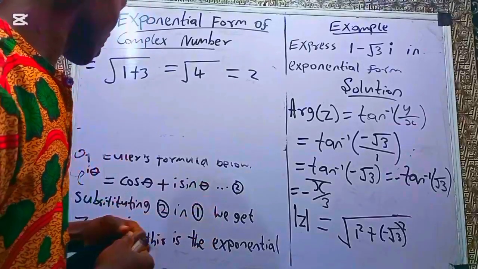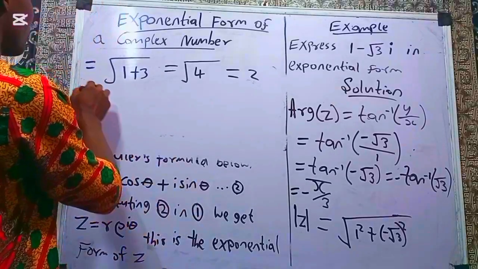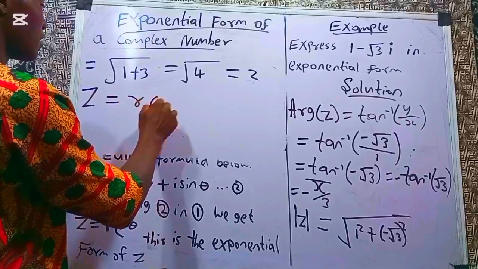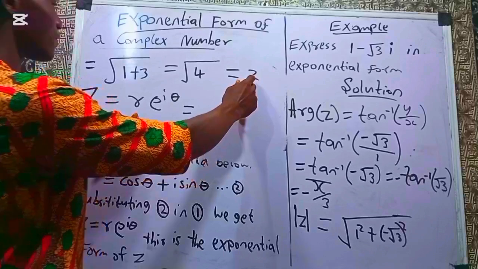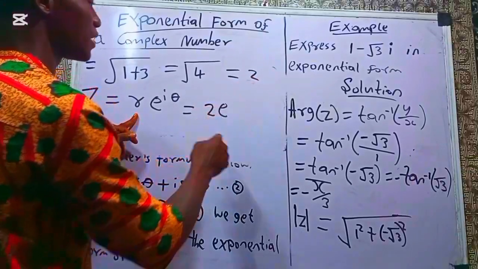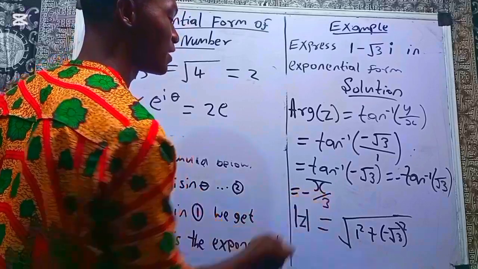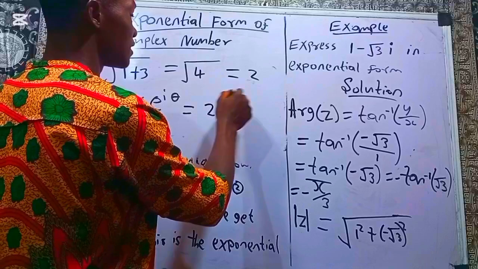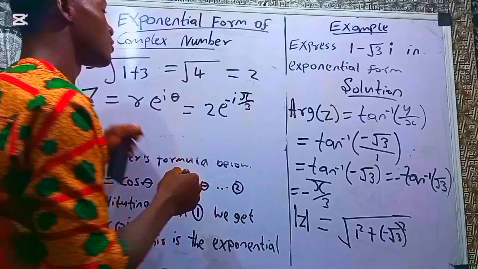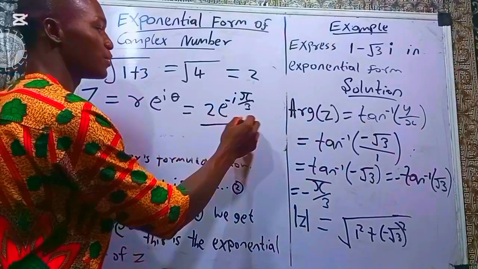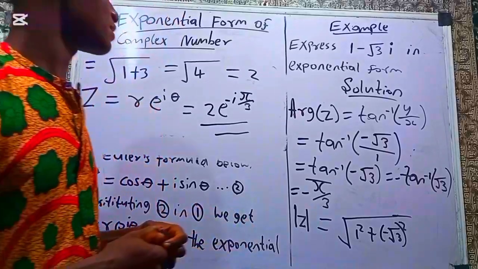So we are now ready to express our complex number in exponential form. The exponential form of the complex number z is given by r exponential i theta, right? So this will be equal to what? What is our r? The modulus of z, which is 2. Then exponential, what is our theta? Negative pi over 3, that is negative i pi over 3. So with this, we have expressed this complex number in exponential form.